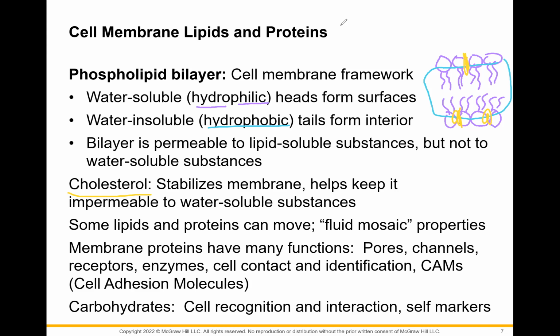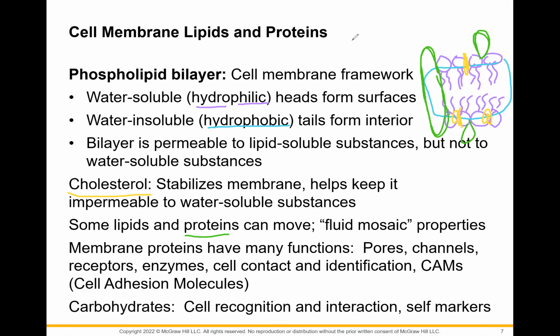And the proteins I'm going to show in green. Some proteins are going to go all the way through, and some will just be on one side or the other. But this is what creates what we call the fluid mosaic model. There's a mixture of these phospholipids, this bilayer, cholesterol, and some proteins. And some lipids and proteins can move, which is why they call it the fluid mosaic.